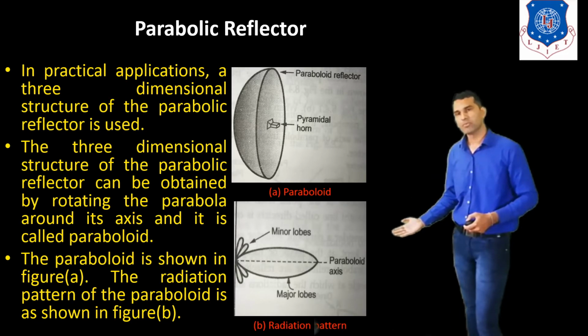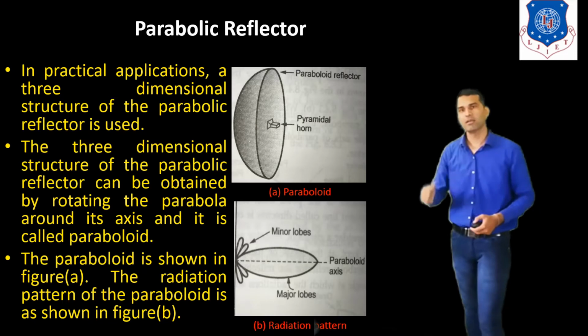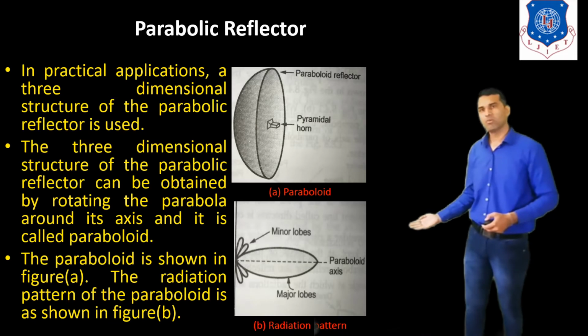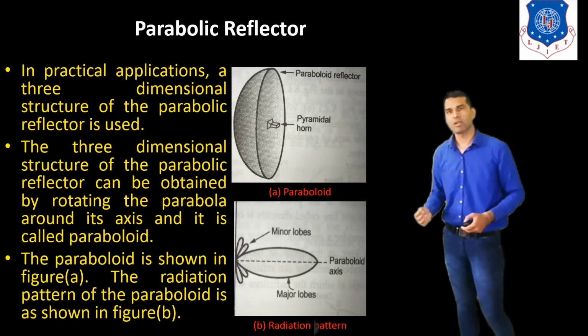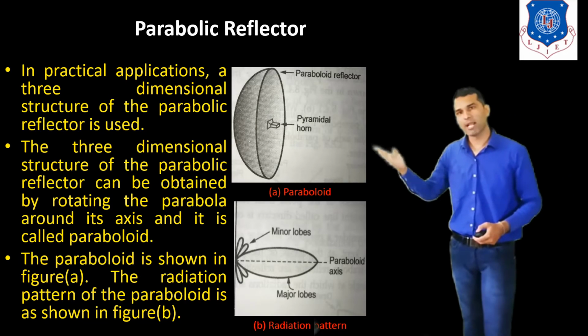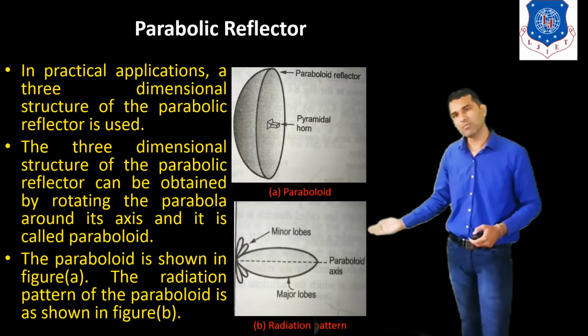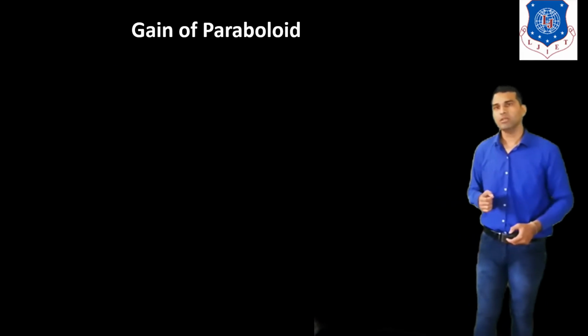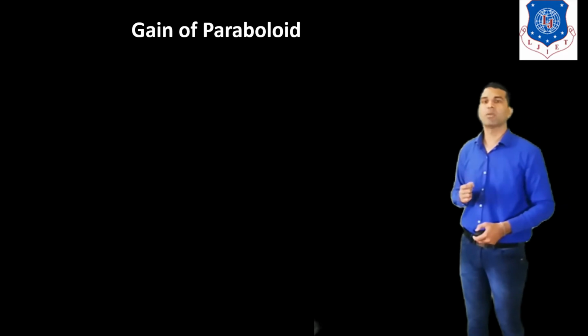Here the maximum radiation is in this direction, as we can see on the right hand side, and the major lobe and also minor lobes are produced in practical application. So this is the paraboloid antenna and its radiation pattern. Now we discuss the gain of the paraboloid antenna.